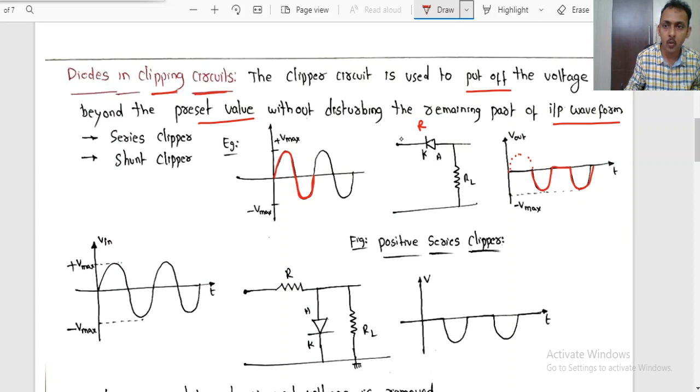They are not allowed to pass through to the load. Similarly, here you can observe this diode is connected in series with the load. It is connected in series with the load. So this is a positive series clipper.